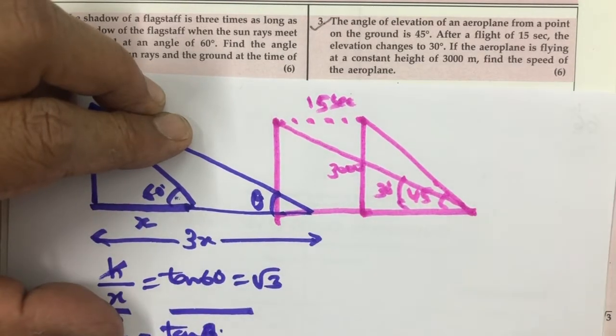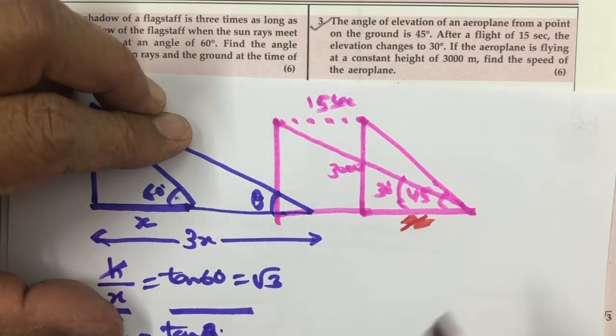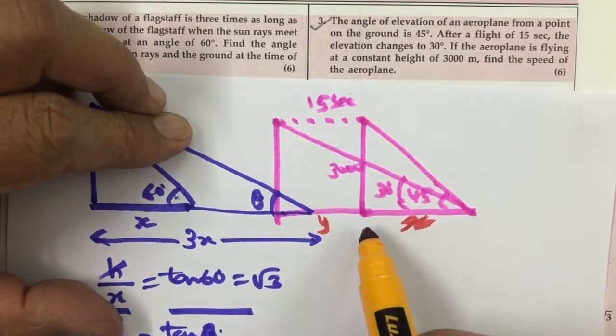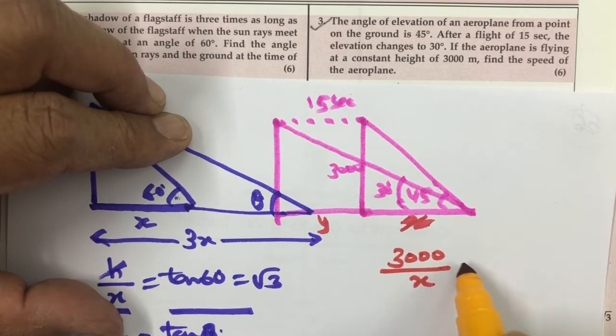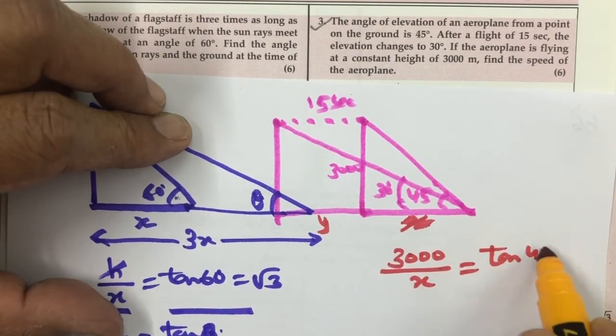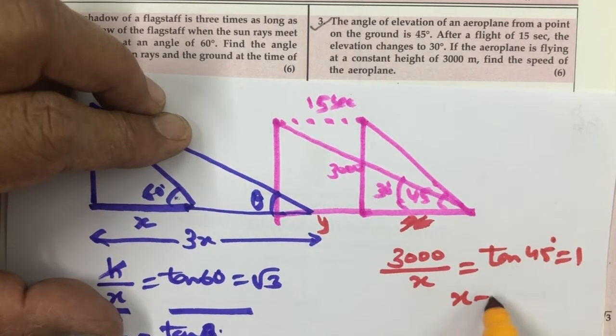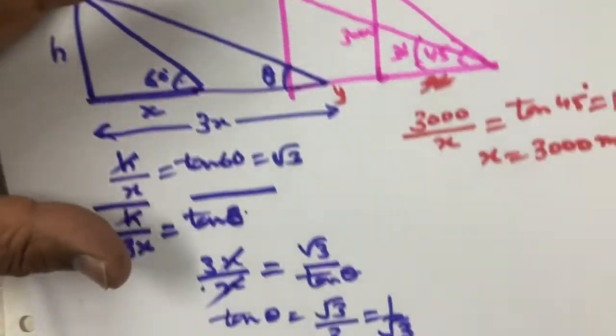So how do we solve this sum? See, in the first triangle, the height is 3000, suppose the base is x and suppose the other part is y. So first we start with 3000 upon x, perpendicular upon base. This angle is tan 45, and tan 45 is 1, so x equals 3000 meters. First thing, x equals 3000 meters.